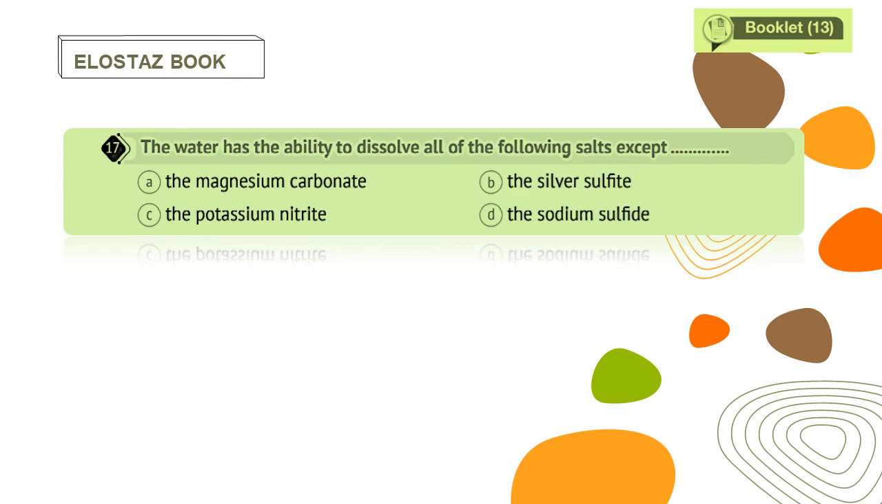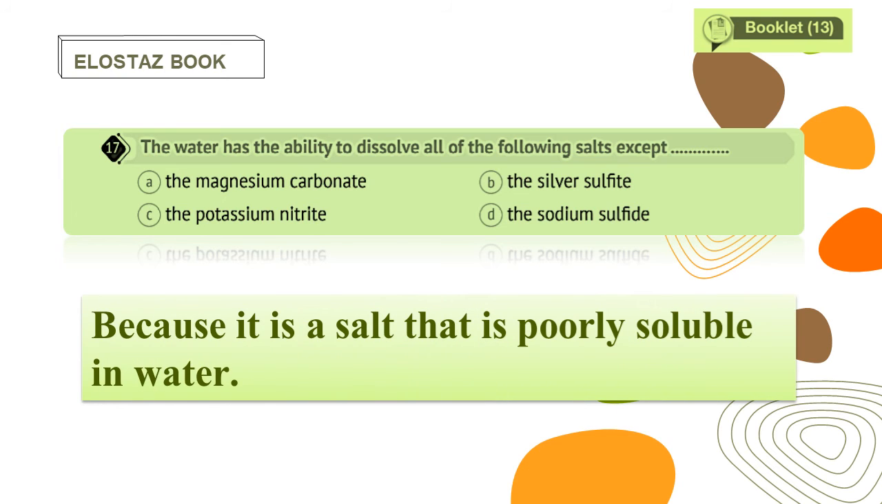Okay, if we discuss it, the one that does not have the ability to dissolve in water, the strongest one, comes from the sulfate anion, SO4 negative 2. We have here silver sulfide. Okay, so the salt poorly soluble in water will be silver sulfide. So the right answer will be letter B. Okay, let's go into question 18.